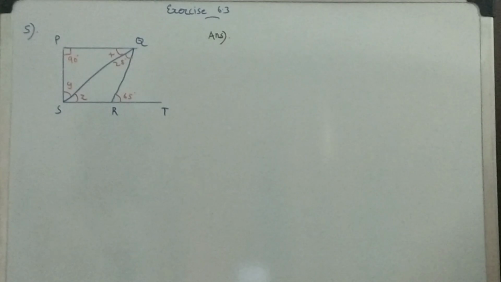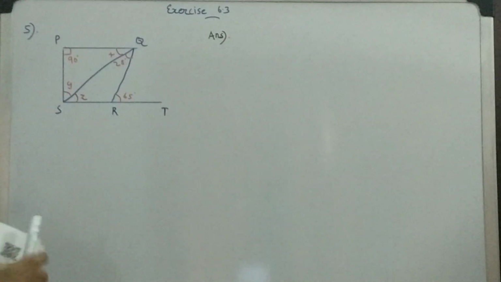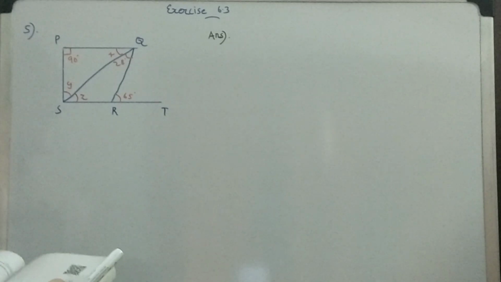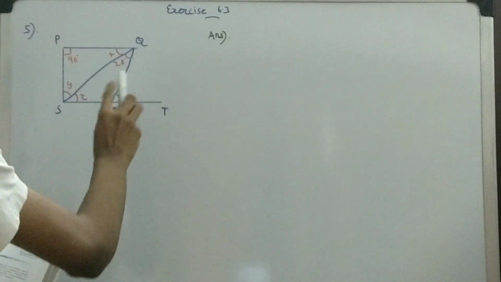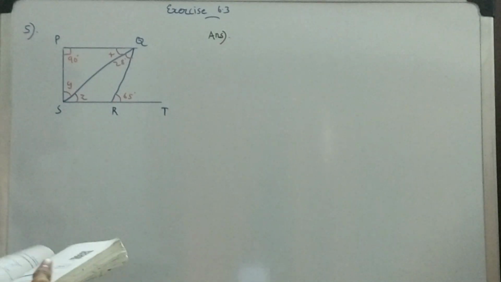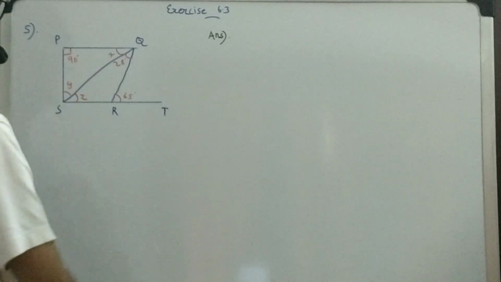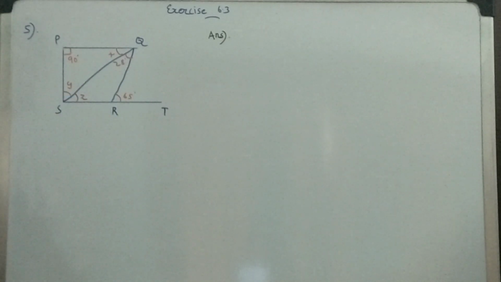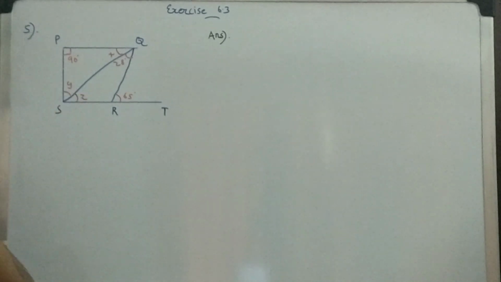So now let's move on to our fifth question. The question is, if PQ is perpendicular to PS and PQ is parallel to SR, angle SQR is equal to 28 degree, angle QRT is equal to 65, then find the values of X and Y. Okay, we need to find the value of X and Y over here. So first of all, in order to find X and Y, let us consider an angle Z over here.